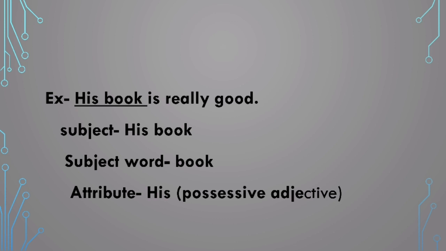Let's take one more example. His book is really good. So in this, his book is the subject, book is the main word, that means subject word, and his is the attribute. Okay, and his you all know is a possessive adjective because it is telling us about the possession of the book. Book iski hai? His. So his is possessive adjective here.